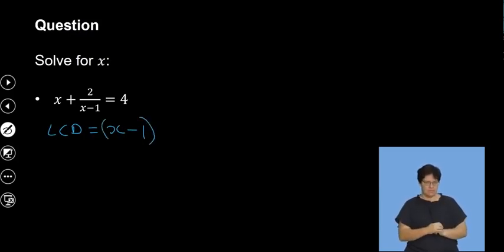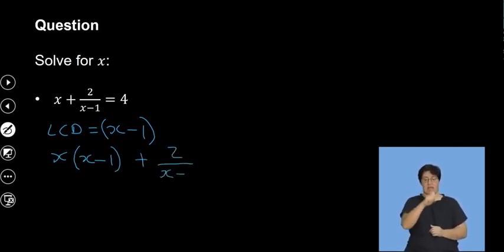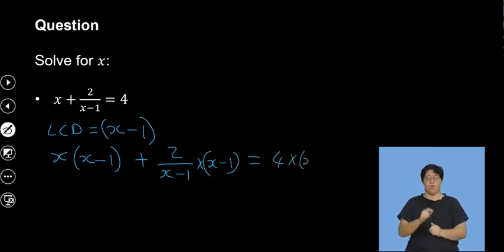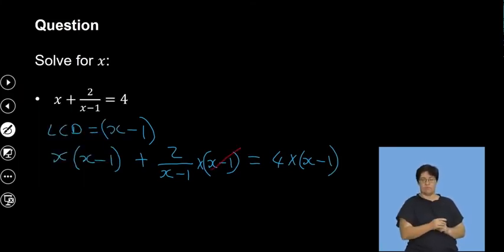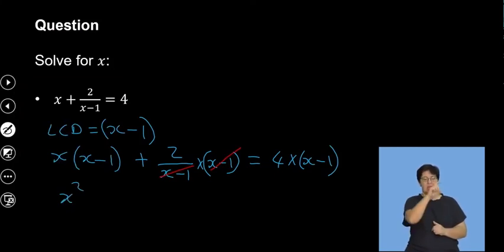What do you do with the LCD? You multiply every term by the LCD. So it becomes x multiplied by x minus 1 plus 2 over x minus 1 multiplied by x minus 1 equal to 4 multiplied by x minus 1. Then you can see that your x minus 1 and your x minus 1, numerator and denominator, will divide each other. And then from there, I will have x squared minus x plus 2.